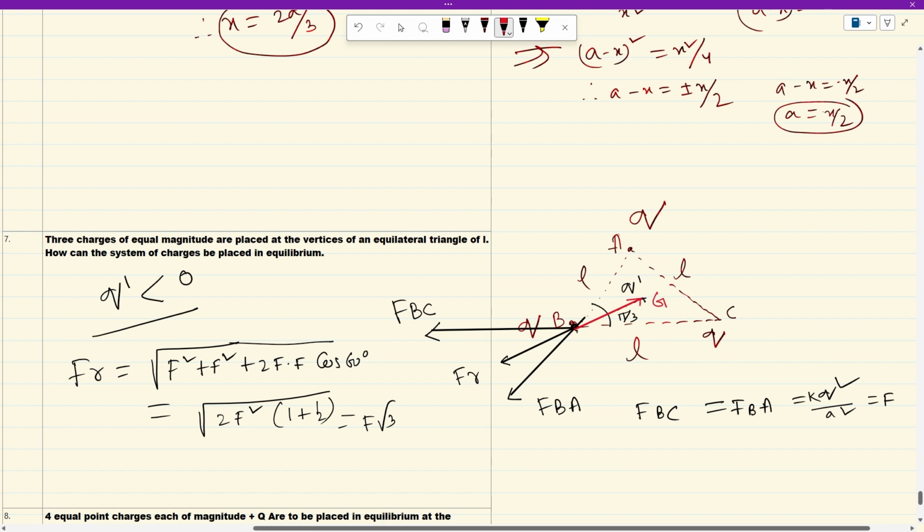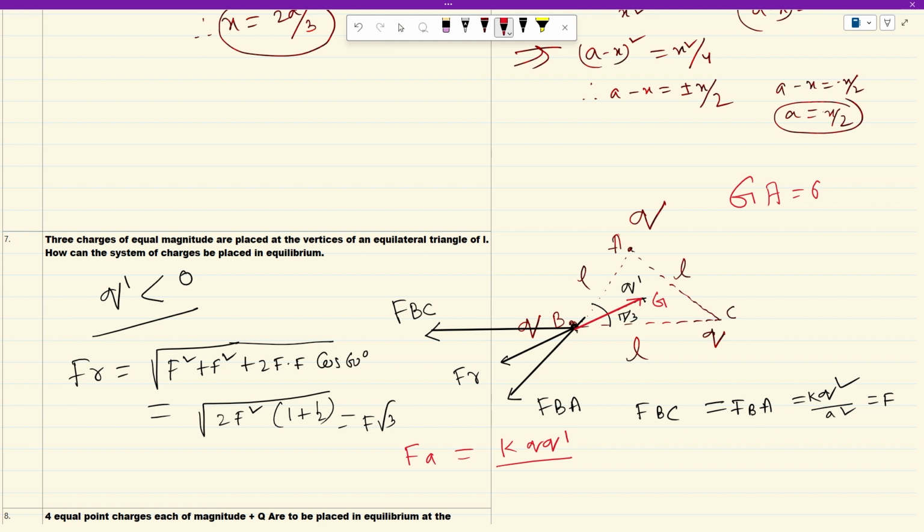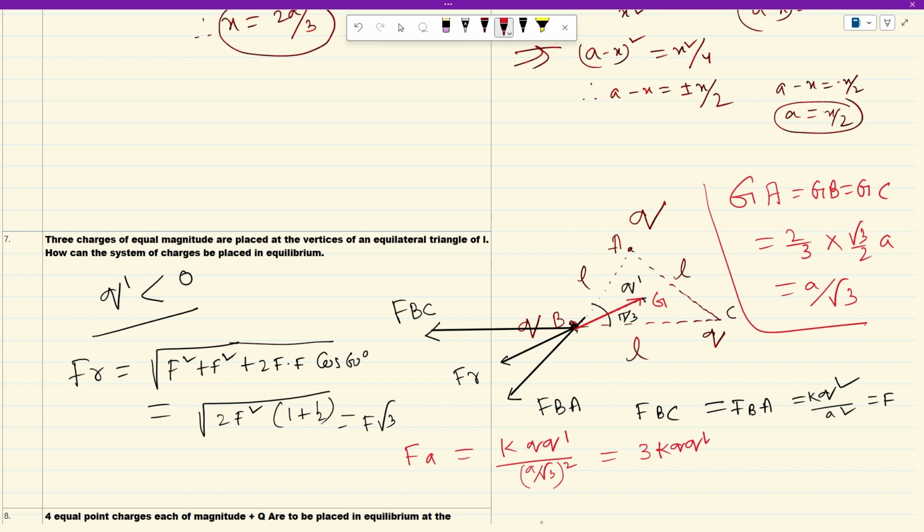So if Q dash is negative, the other force is repulsive. The attractive force acting on Q at B is going to be K Q Q dash by this distance squared. The centroid to the vertex, GA or GB or GC, is 2/3 of the height of the triangle. The height of the equilateral triangle is root 3 by 2 A. So this distance is A by root 3. So the attractive force is K Q Q dash by (A by root 3) whole square. So this is 3 K Q Q dash by A square.